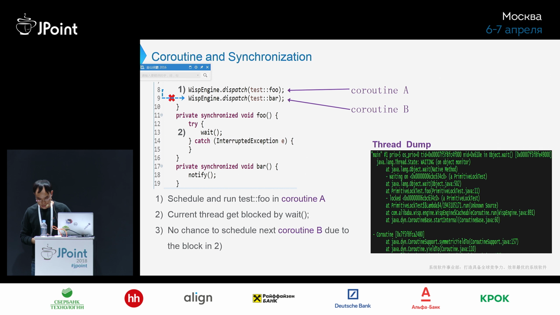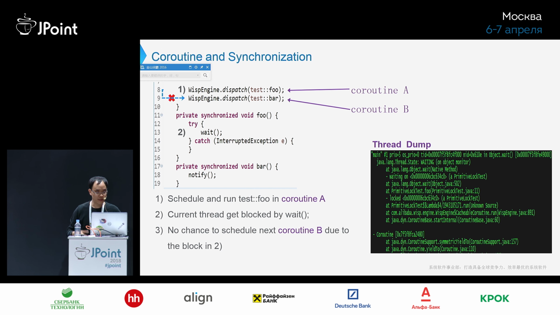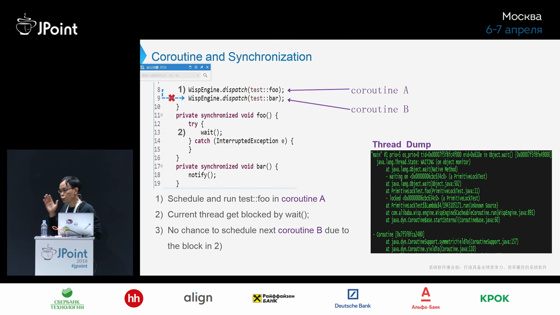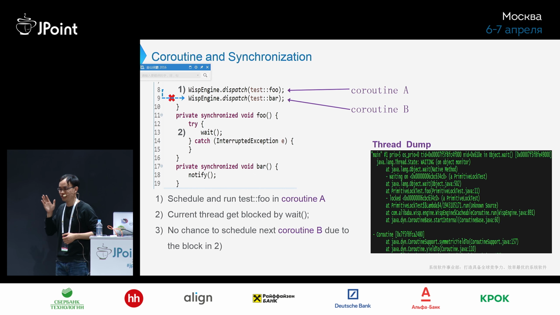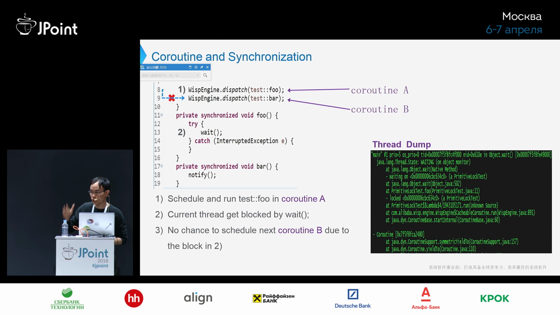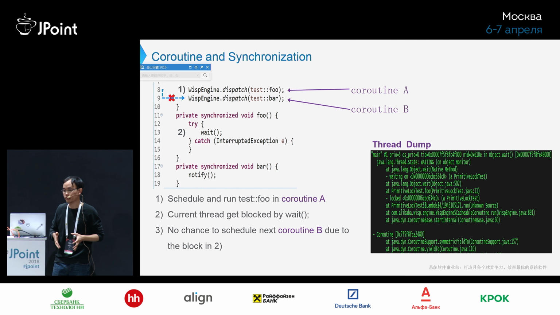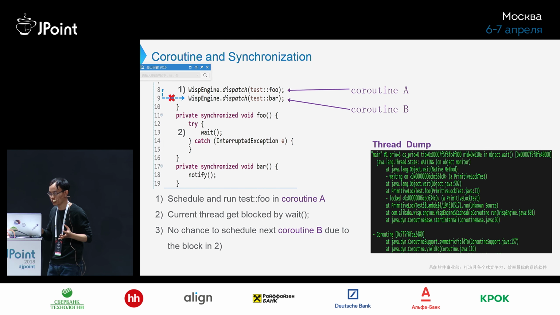I think I'll go through the last complex part. How can we deal with synchronization for coroutines? It's very complex, so I show a simple example here. In this example, we have coroutine A and coroutine B, A for foo and B for bar. In step 1, we schedule task foo in coroutine A. After that, in step 2, coroutine A calls Object.wait, right? If we do nothing here, the current thread will definitely be blocked by the call to Object.wait. You can look at this thread dump. If we do nothing, then we get a deadlock because the entire thread has been blocked here, and we have no chance to schedule the next coroutine B.